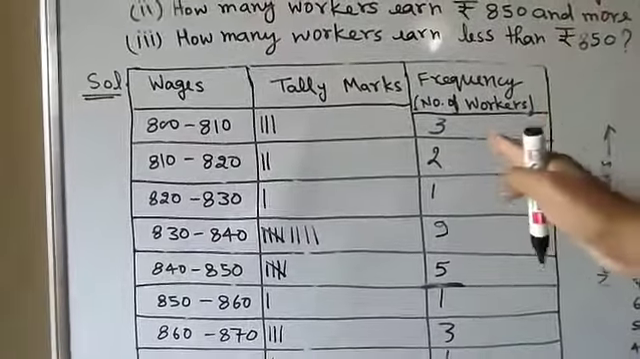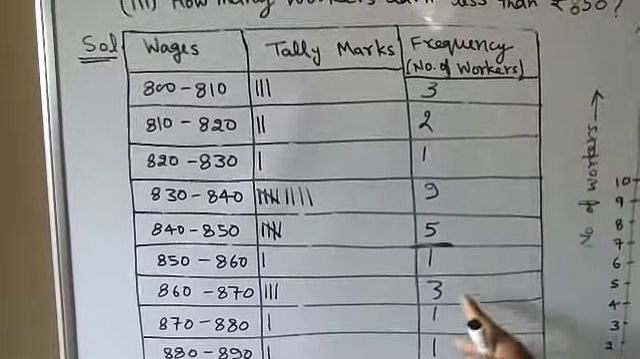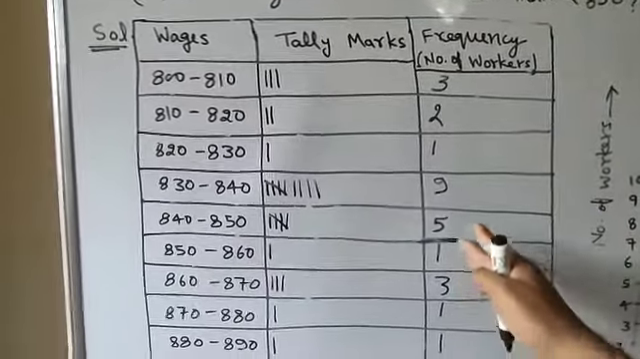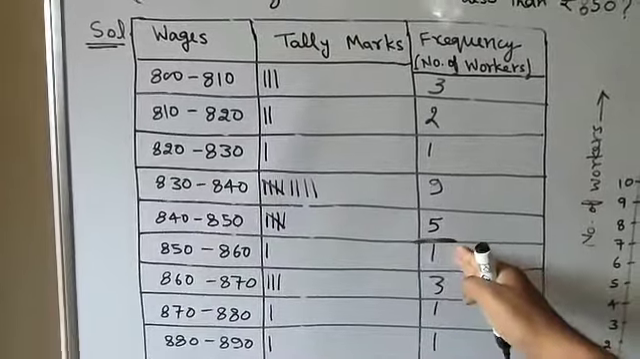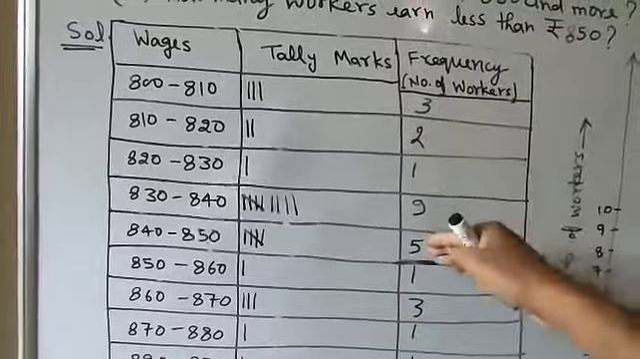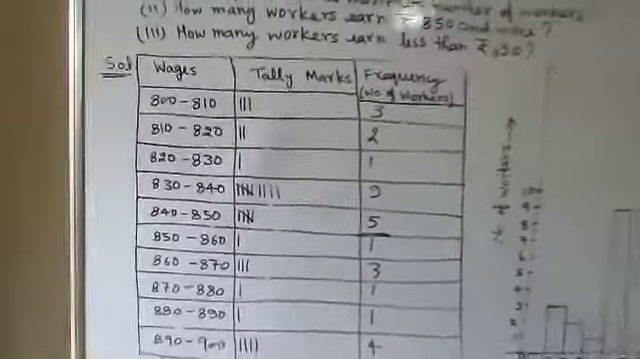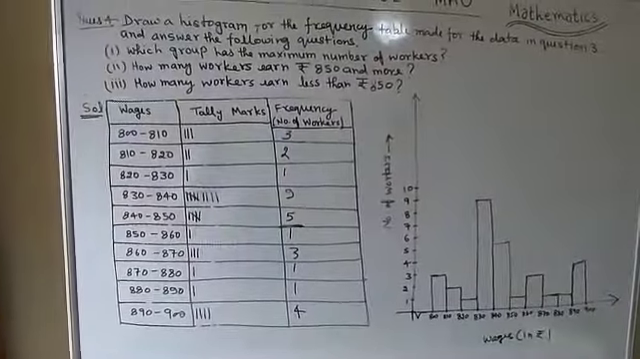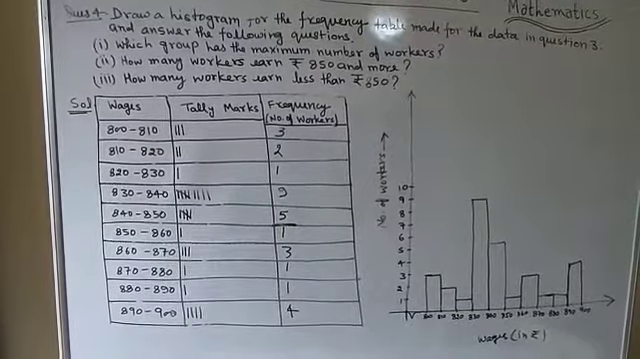So there are 30 workers in total. If 10 are earning 850 or more than 850, then the rest of the 20 workers earn less than 850. So 20 workers are there whose earning is less than 850.